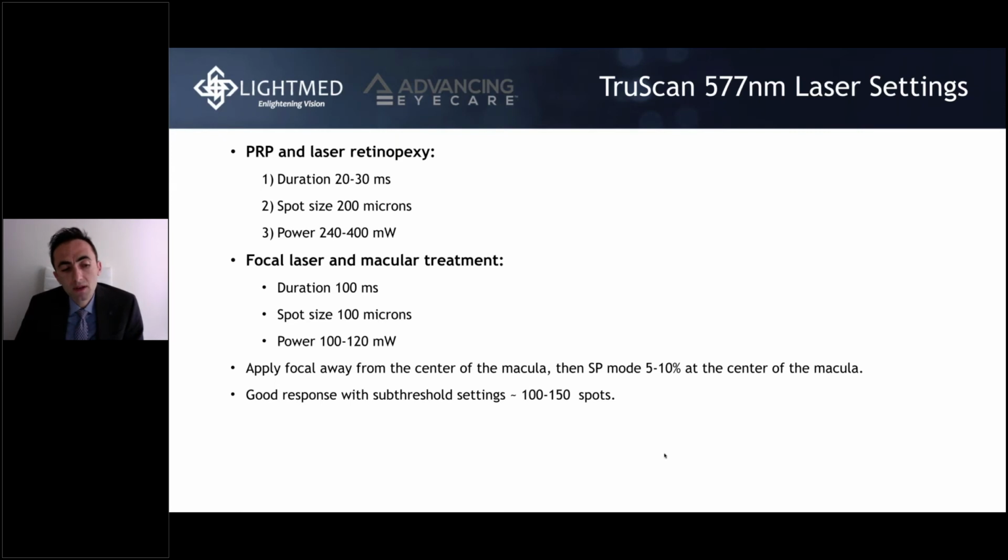I gauge the power depending on my testing points with focal laser in the edges of the macula. And I like to use the SP mode when I'm treating within the central part of the macula. It gives me an extra layer of protection and relief. Usually I've had good response when I use this SP mode, and I had to utilize at least 100 to 150 spots.